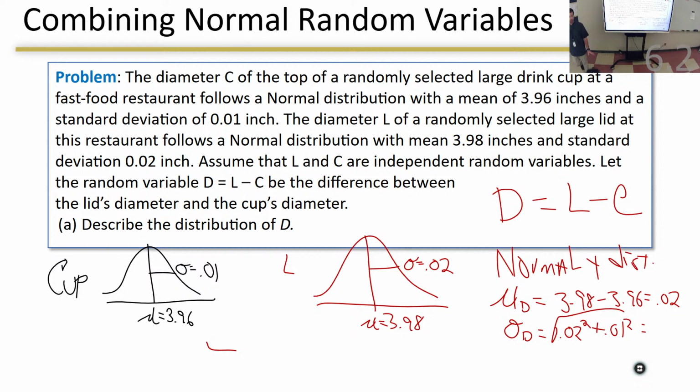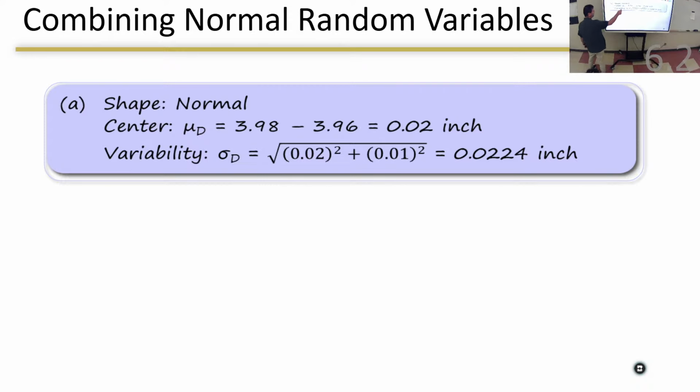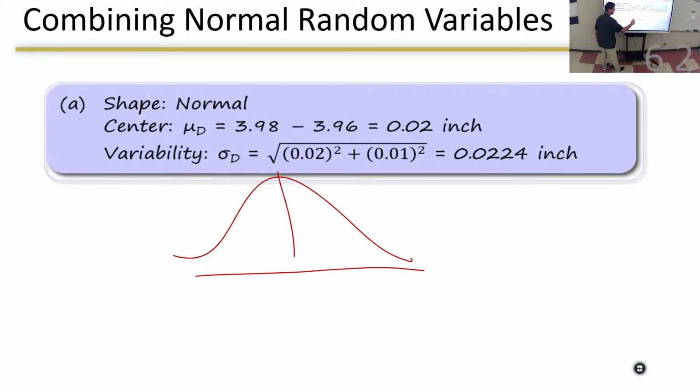Who has a question about this so far? Okay, so I have a mean and I have a standard deviation and I have a shape of the difference. Shape, normal, center, 0.02. Standard deviation of 0.0224. I'll go ahead and carry that out a little bit just so I can distinguish the difference. If I was doing this on the test, I'd probably put 0.02. Good enough for that? Beautiful.